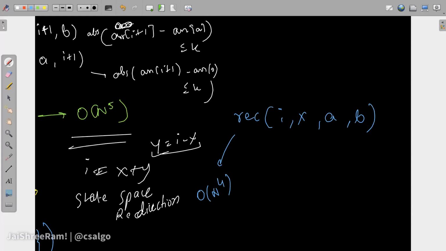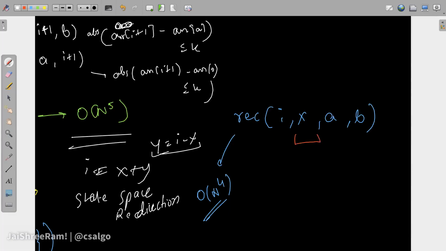In fact, in the original problem, where this idea is inspired from, order n to the power 4 would have been sufficient to pass, but still we will optimize it even further. B can also be calculated. Before coming to B, I think instead of B, the better thing to think about is this X.